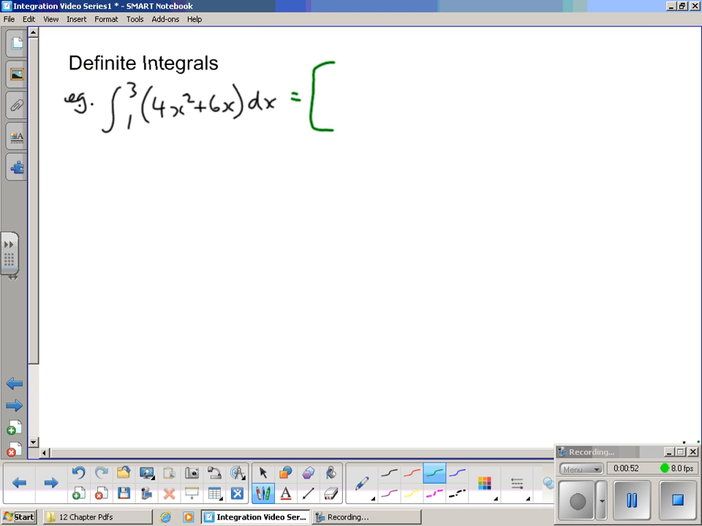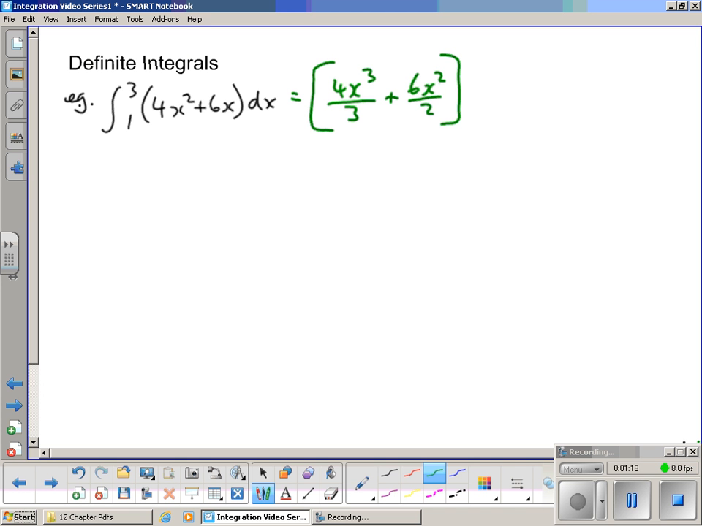When we integrate, we add 1 to the power and then divide by the new power. So 4x squared, that squared will become a 3, and we'll end up with 4x cubed over 3, because we divide by the new power. And with 6x, we add 1 to the power, which becomes a 2, and divide by that new power. So we'll get 6x squared over 2.